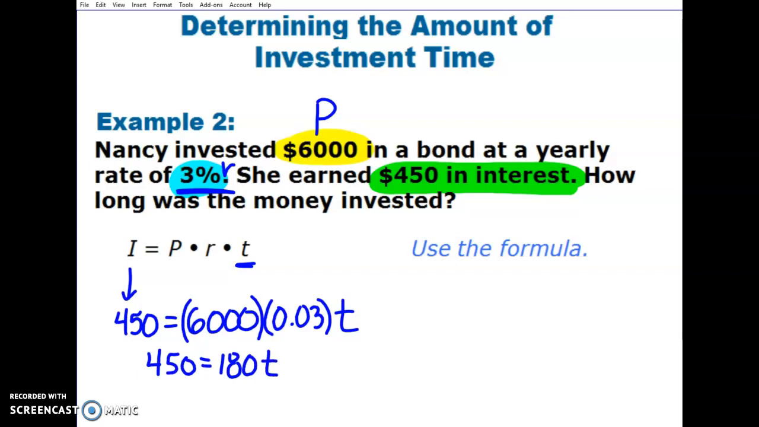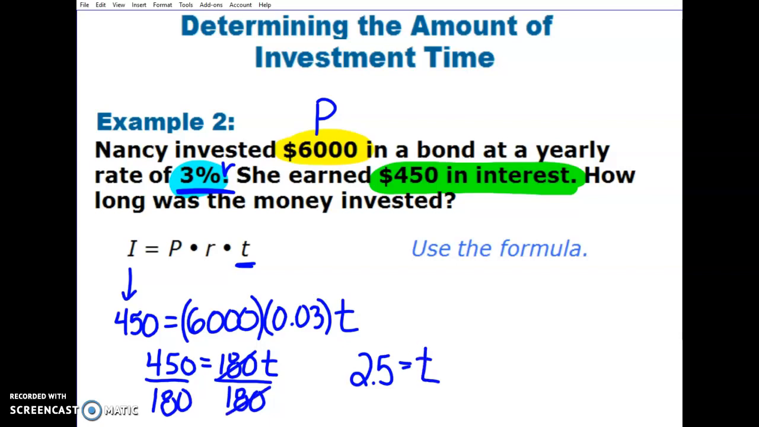Now I want to solve for the variable, just like we did a couple weeks ago. To undo, I want to isolate the variable, have the t by itself. To undo multiplying by 180, I'm going to divide both sides by 180. If I divide 450 by 180, I get 2.5. And 180 divided by 180 would give me t.